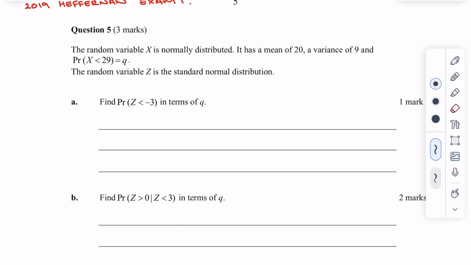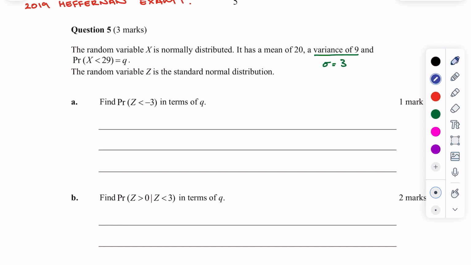Question 5 states, the random variable x is normally distributed. It has a mean of 20 and a variance of 9, and the probability of x being less than 29 equals q. The random variable z is the standard normal distribution. Find the probability of z being less than -3 in terms of q. The first part of this question, what I want to highlight here is the variance of x is given as 9. Therefore, my standard deviation is going to equal 3 because it's a square root of 9.